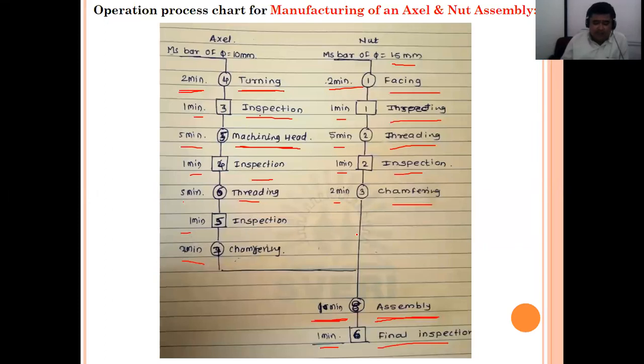So like this, the things are mentioned. And by this, we can understand what operation is going on, how much time is required for each operation, what the total time will be, which processes I am using, how many times I am doing the operations, and how many times I am inspecting the things.